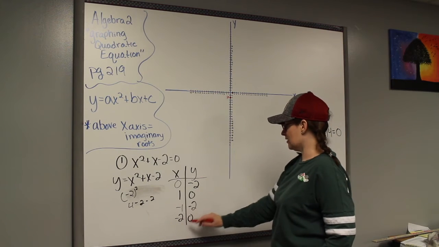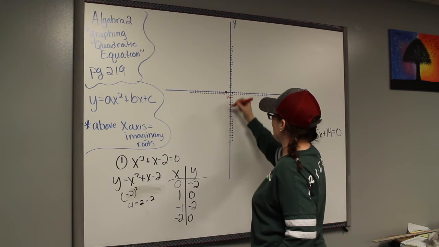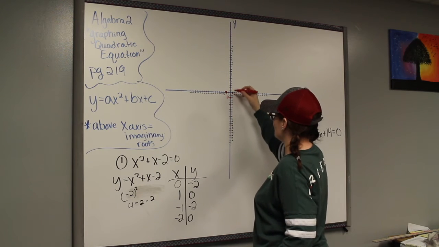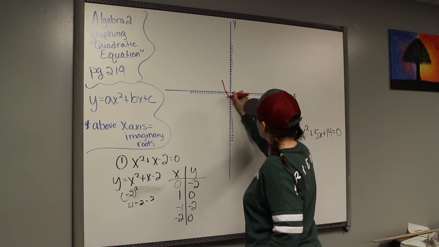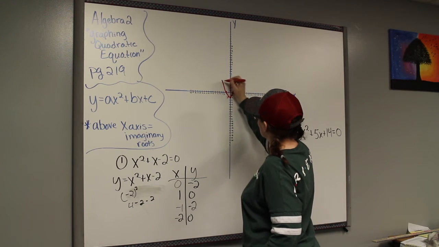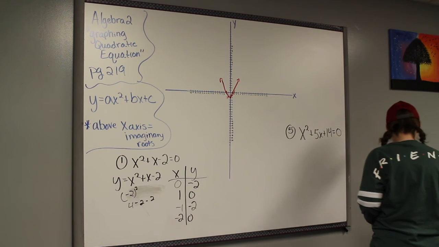And then I got 2, 0. So even if I don't have that, I have the shape that I need, even if that's wrong. Then you're going to make a U-shaped graph, like that. I believe that's called a parabola.